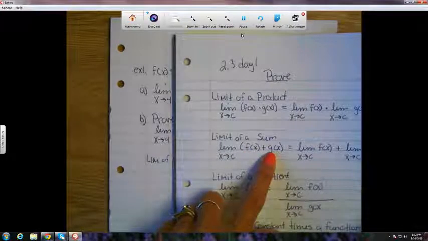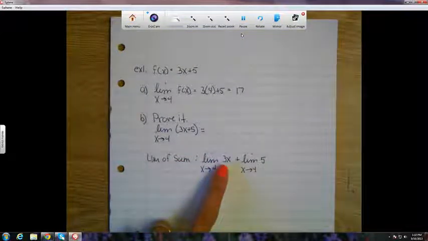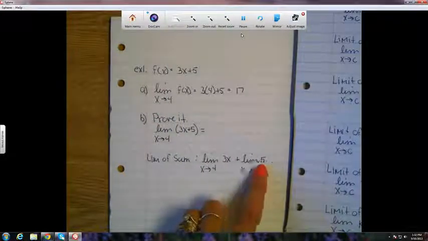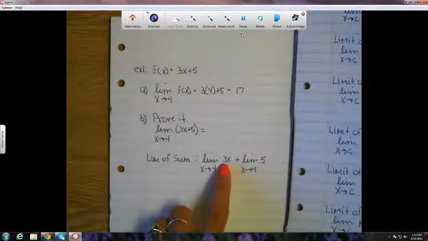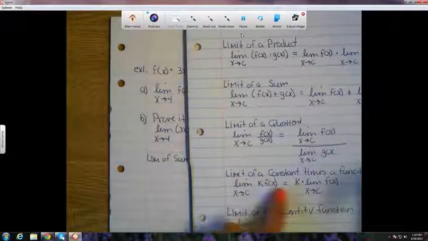I've got the limit of two things added, which is what I've got here. I'm allowed to break that up into the limit of the first part plus the limit of the second part. That's exactly what I did. Now, again, we want to get down to either just the limit of x or the limit of k. K is any constant. Well, if you look here, I'm good to go. Limit of a constant, I can simplify this. But this one has a 3 with the x that I can't just simplify right off the bat. But what I can do is use this limit of constant times the function to pull that k out in front.